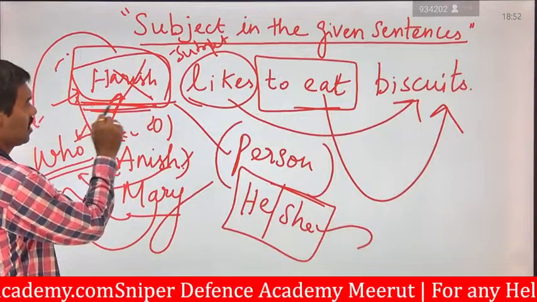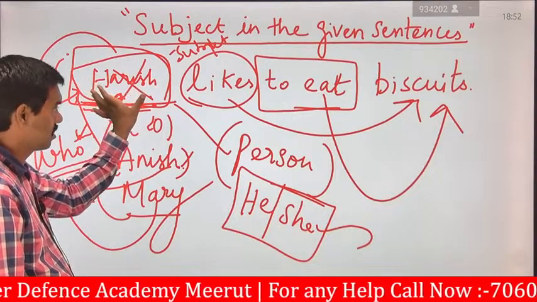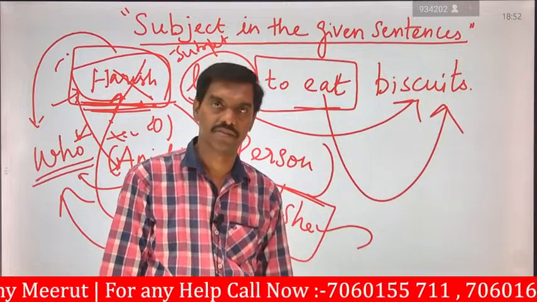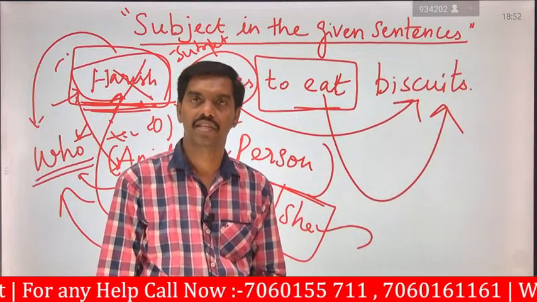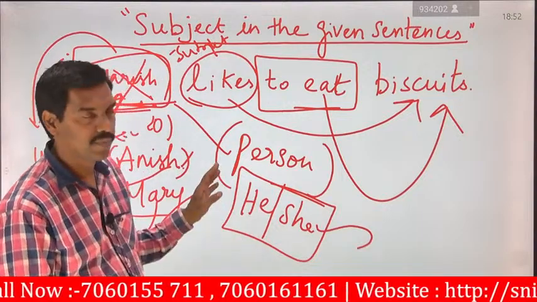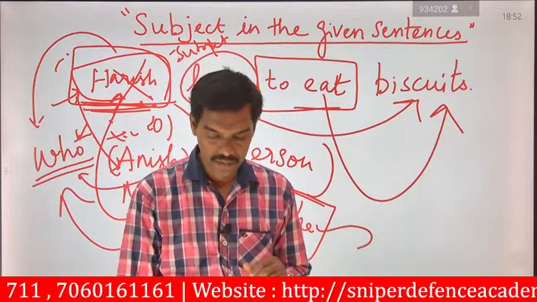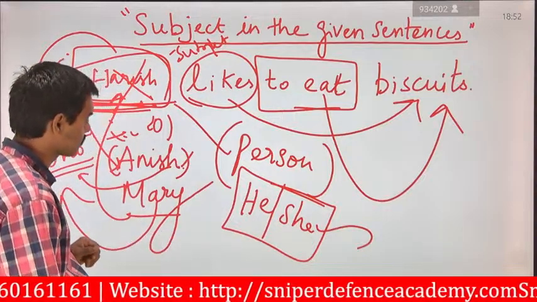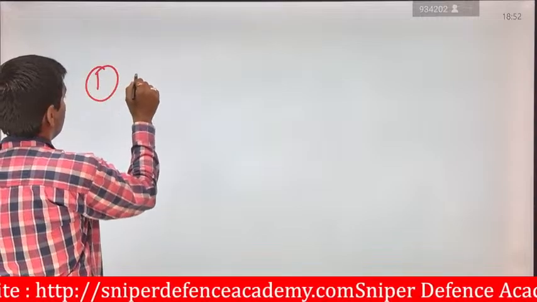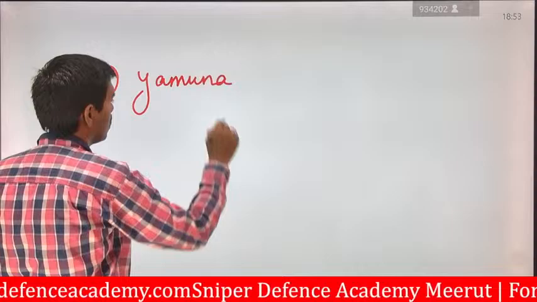So Harish is the subject. You have to underline this Harish and say this is the subject. Without the subject, these sentences, these words, will be meaningless. This is one of the best examples to identify the subject in a sentence. And next we can see Yamuna. Okay, Yamuna is here.